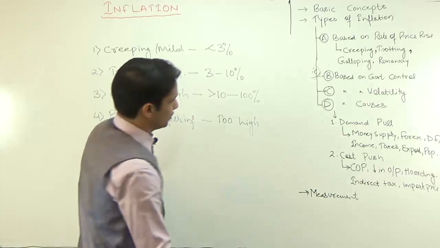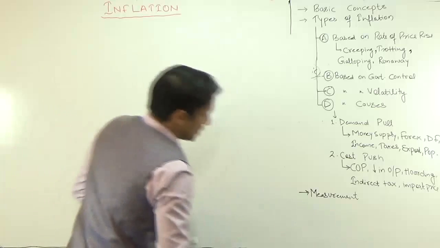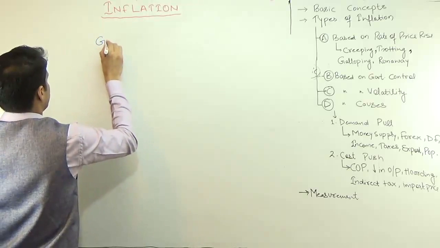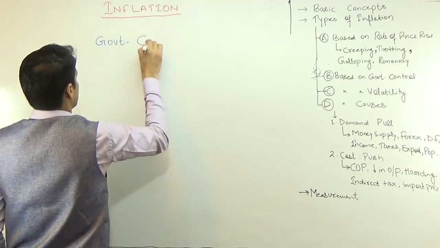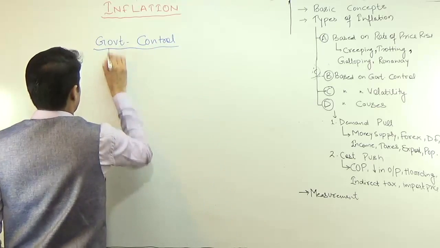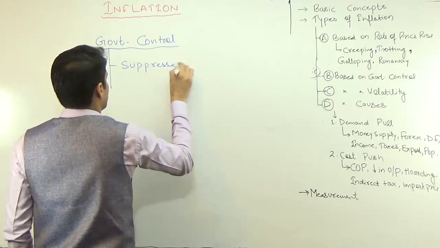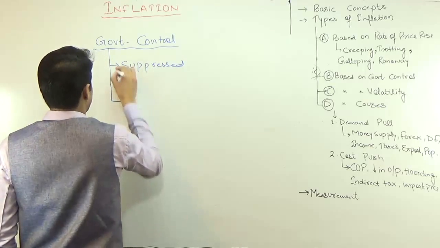Next classification of inflation. On the basis of government control, we can have two types of inflation. Suppressed inflation, and the second one is open inflation.